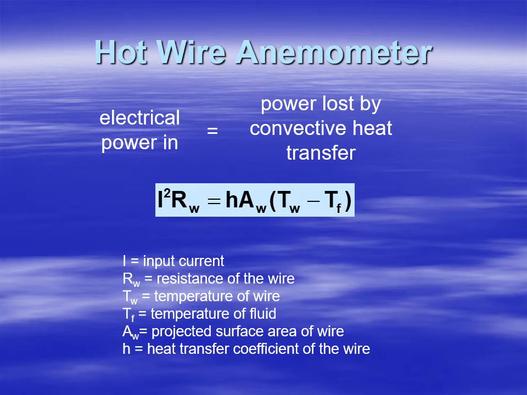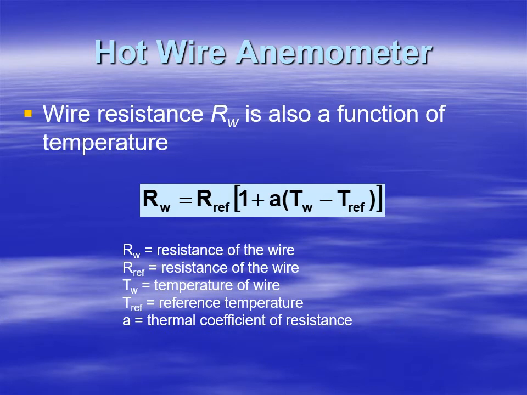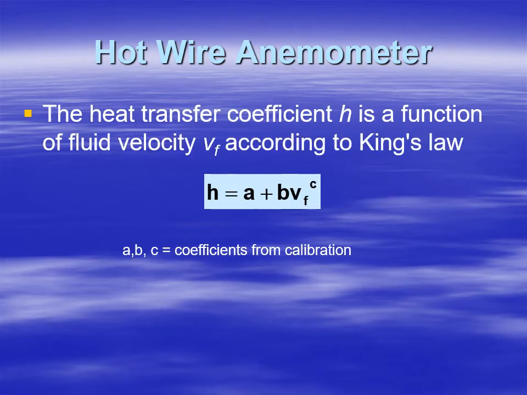Also, a heat transfer coefficient, that's H. We're going to look at that here in a little bit. And then also the area of the wire. How big is that wire? So the resistance of the wire is also a function of temperature. As the temperature increases, the resistance increases. As the temperature decreases, the resistance decreases. And the heat transfer coefficient depends upon the wind speed and also a couple of other coefficients. And these are coefficients that we determine from calibration.